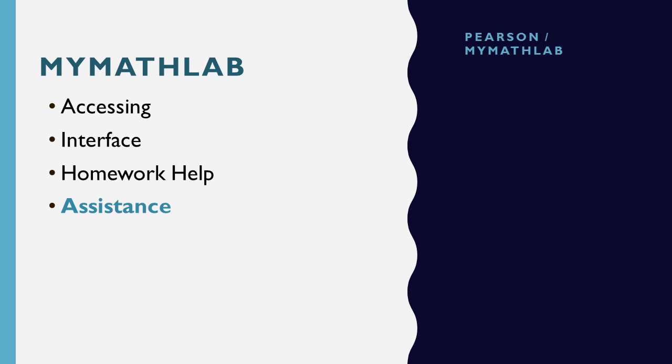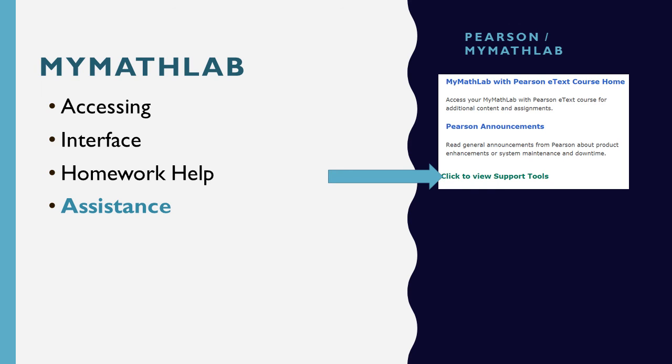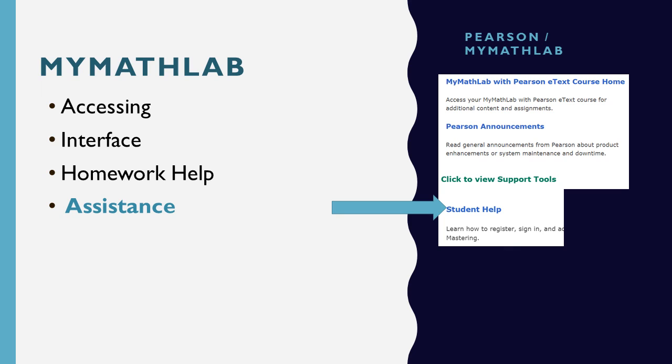Okay, last, assistance with my math lab. So, my math lab is great for homework help, but sometimes you need assistance interacting with my math lab. So, if you go and you look at, again, your interface with my math lab, so here we see at the top left corner, that's that link we were just looking at before we went to the course homepage. Notice if you have this green link down here that says click to view support tools. If you click on that, you get an option to click on student help.